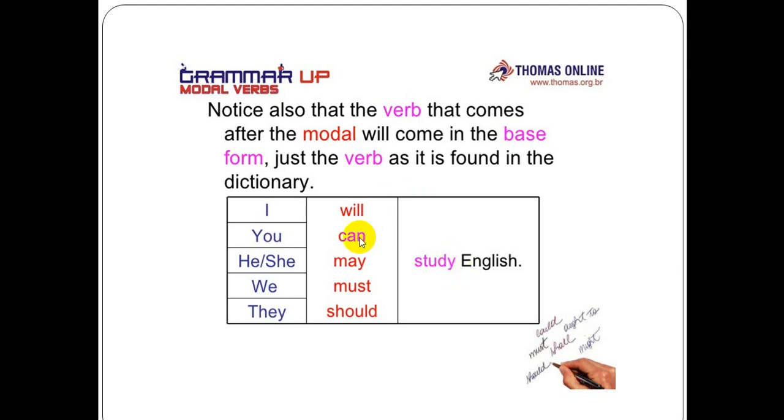As you see in these examples, you can study English. You see will, can, may, must, should. These are modal verbs or auxiliary verbs, helping verbs. And after them we have the main verb study. We just use the base form, the infinitive without to, without s, without ing. We don't add anything to the verb. Very important.